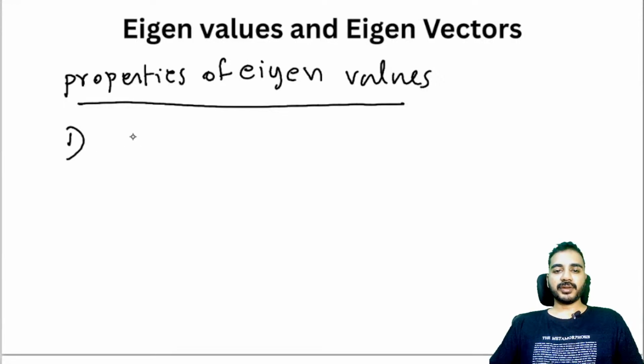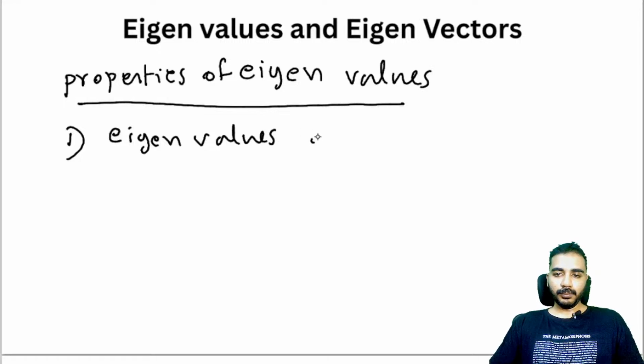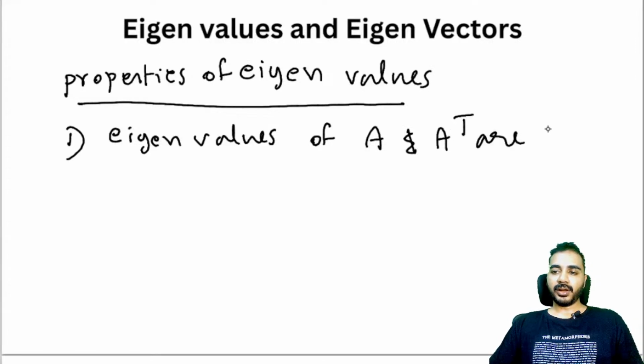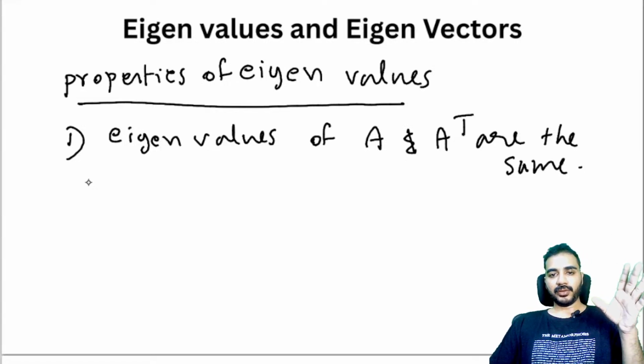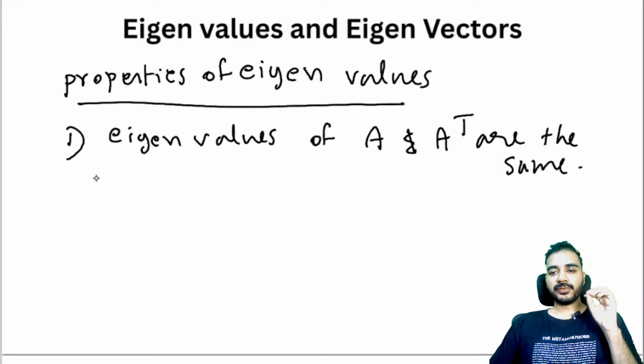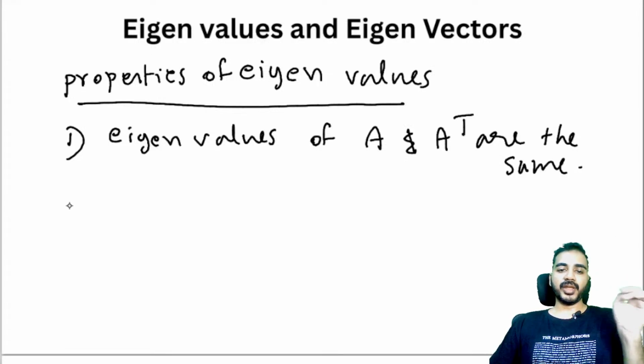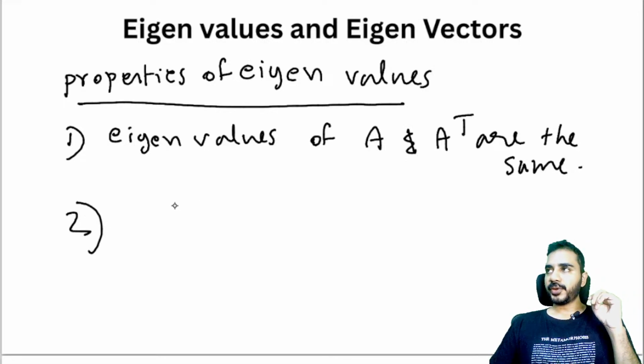First property is that the eigenvalues of matrix A and A transpose are the same. If I take a matrix A and find its eigenvalues, the eigenvalues of A transpose also remain the same. This is the first property you have to remember.